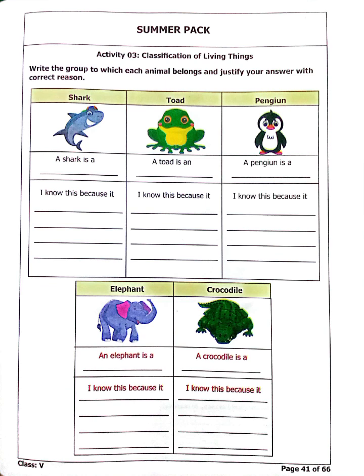Next, activity 3 is write the group to which each animal belongs and justify your answer with the correct reason. Animals from different groups are given to you. You have to write the group name, and you have to write the reason how you know that this animal is related to that group.